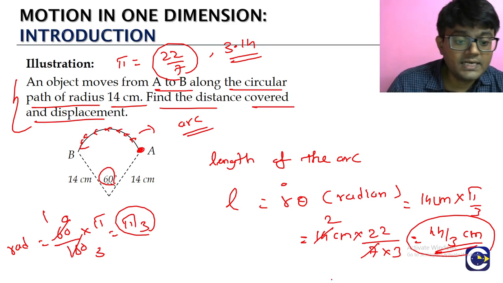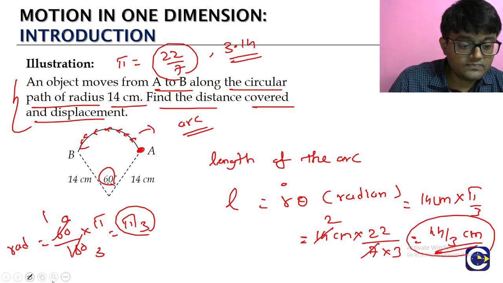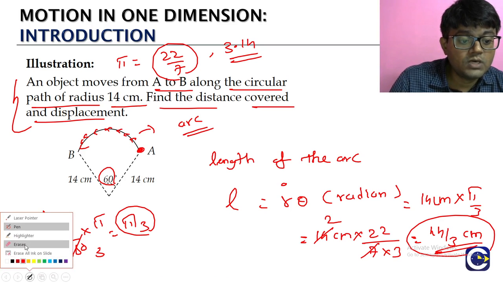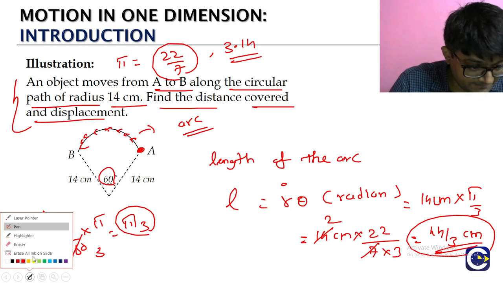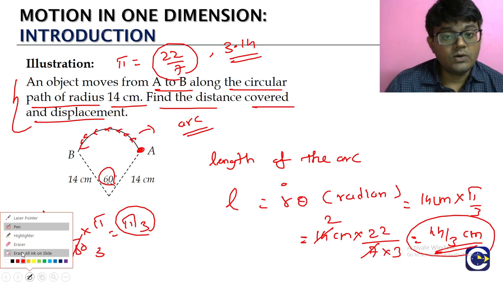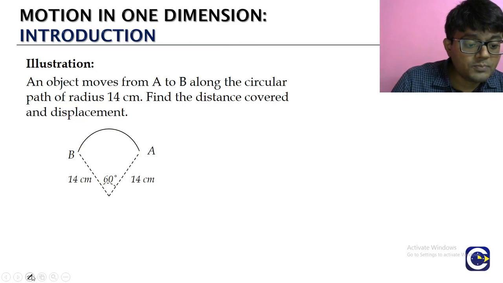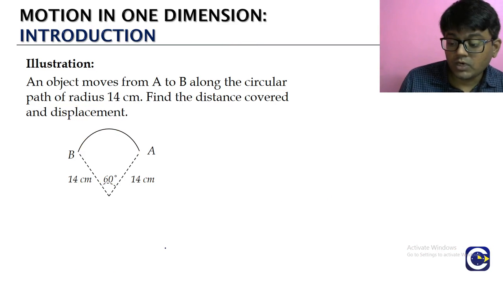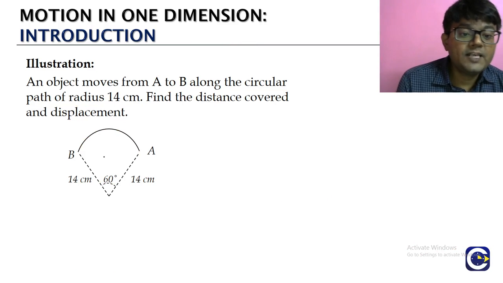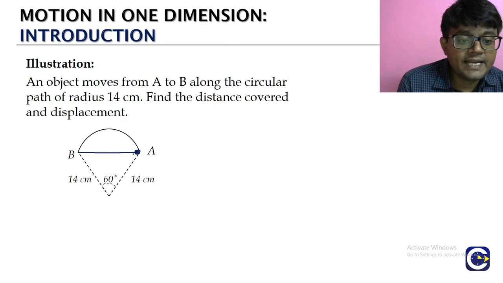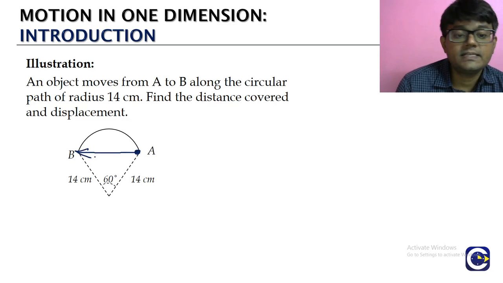Distance covered is the length of the arc. What is the formula we are using? L is equal to R into theta. Okay. So we got our first step. Next, what are we supposed to find? We are supposed to find the displacement. Displacement means we have to look at the straight line distance from A to B. This is the displacement.